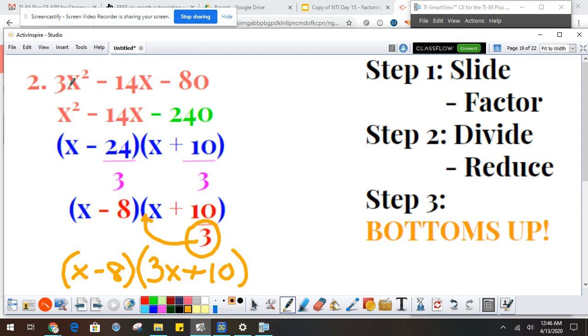Once you slide a number, you are not done until you divide that number. After you slide and divide, do the intermediate steps of factoring and reducing, then you are finished with your question.